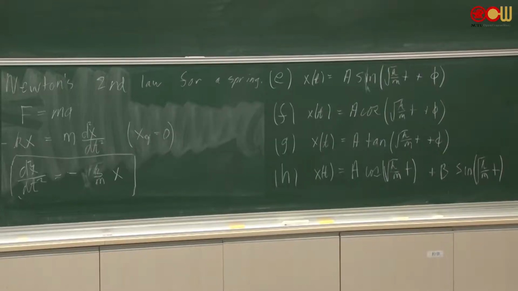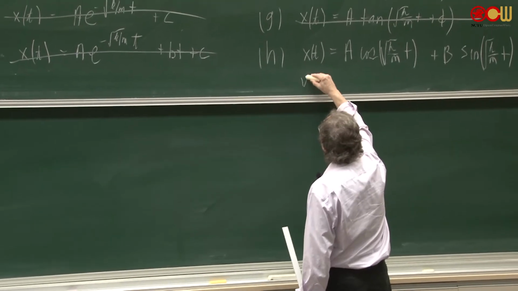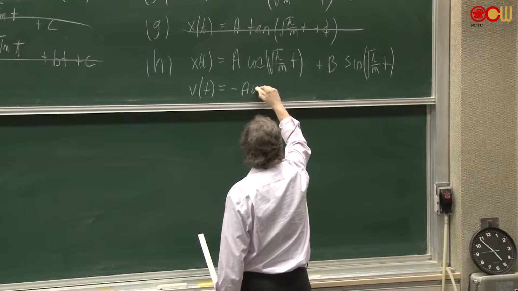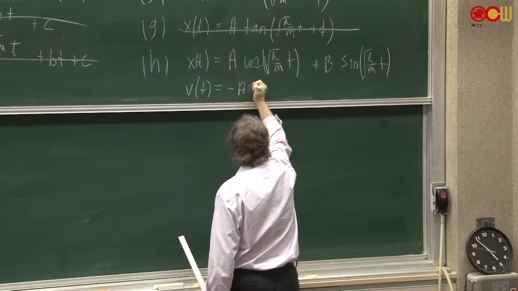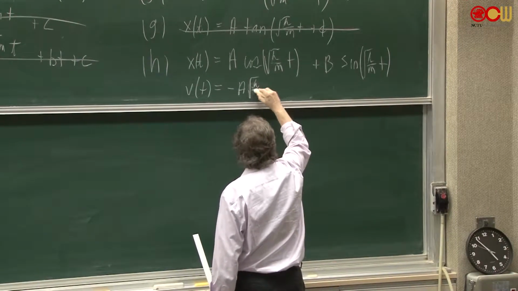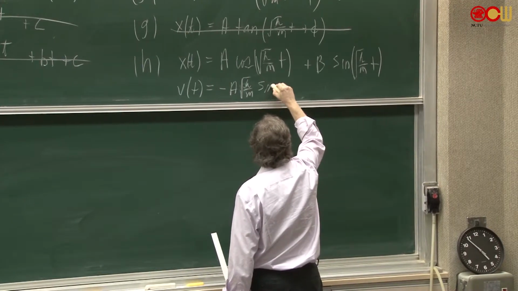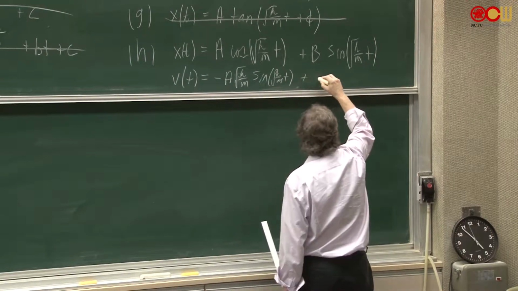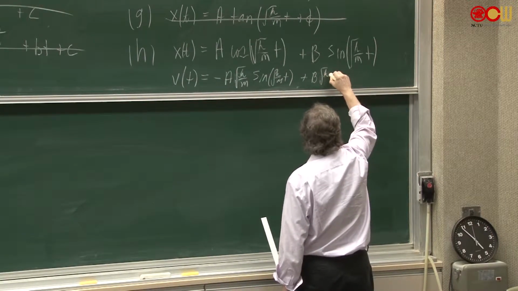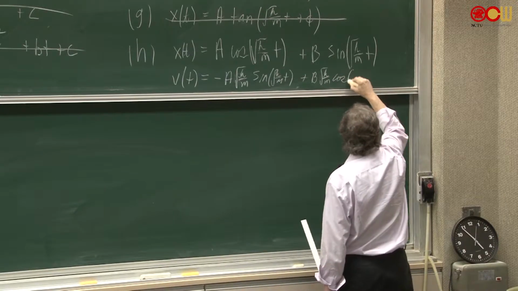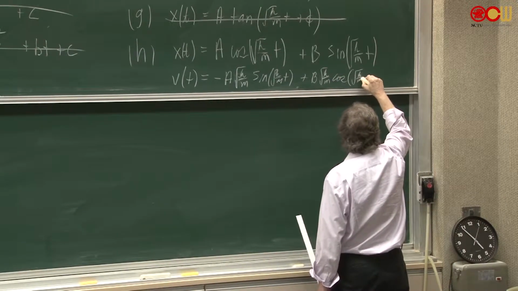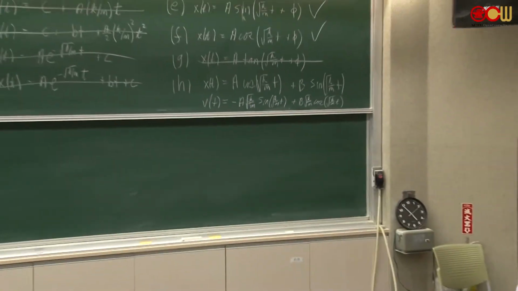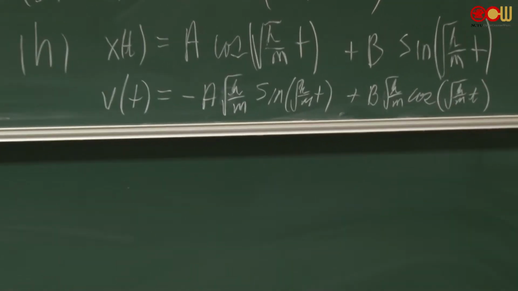Does h work? So that's my x. v will equal minus a, not omega, minus a square root of k over m times the sine of square root of k over m t, plus b square root of k over m times the cosine of square root of k over m times t. Everybody agree? Is that v? Did I do it right?